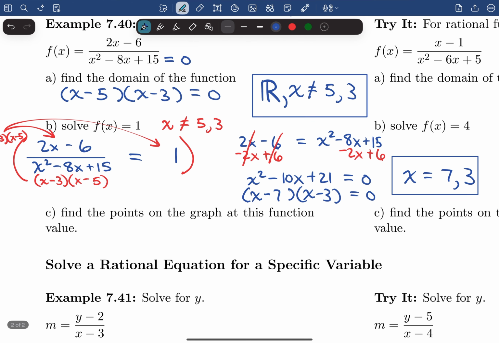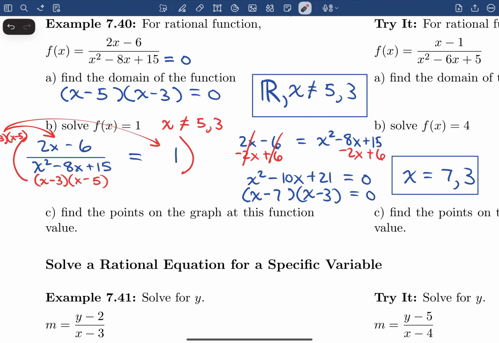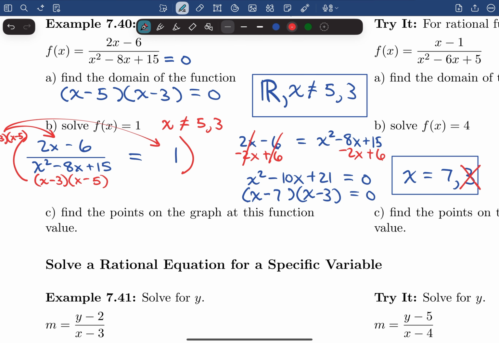And I look back for a second and I say, well, what were the values that caused the expressions to be undefined? Those are 5 and 3. Okay, well, 3 was one of my solutions, so that's extraneous. I'm going to cross it out. But 7 is safe. 7 wasn't one of those options. And so my only solution that I will report is x equals 7.